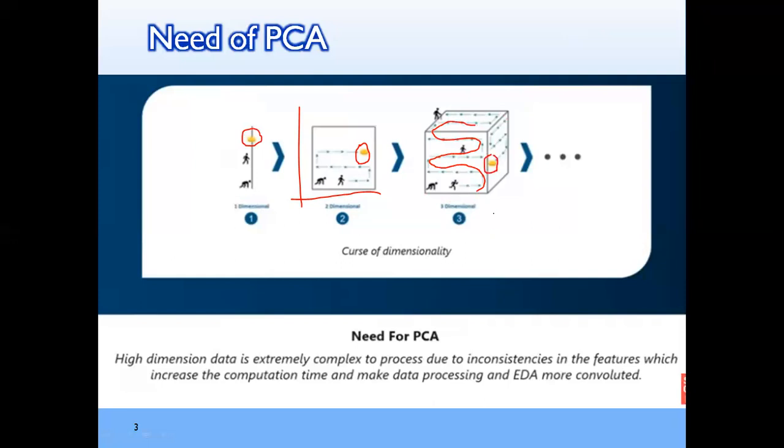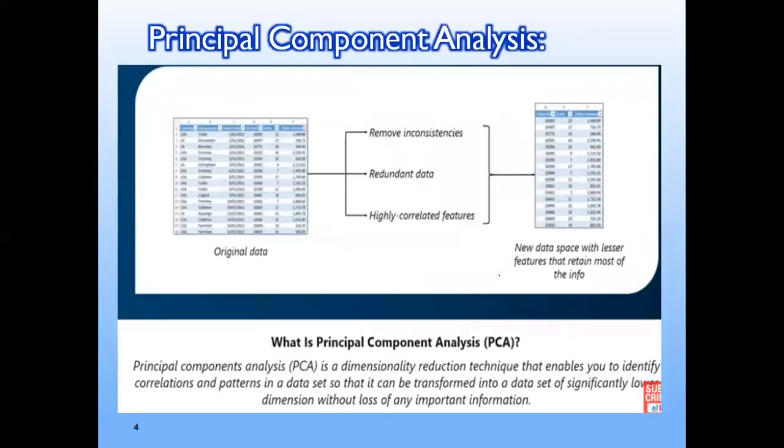So definitely, as the number of dimensions of the objects increases, your model becomes more complex. And that's why there is a need for principal component analysis, to convert this high dimensional data into a reduced representation, so that it will reduce the complexity of the model without losing the original information.